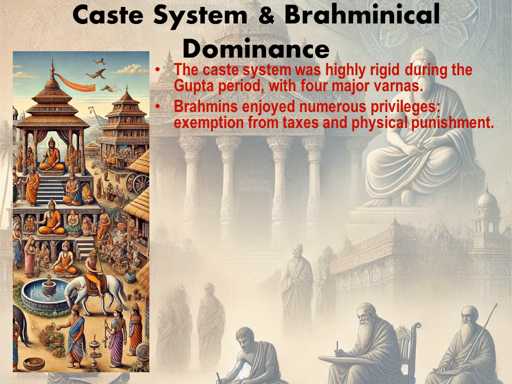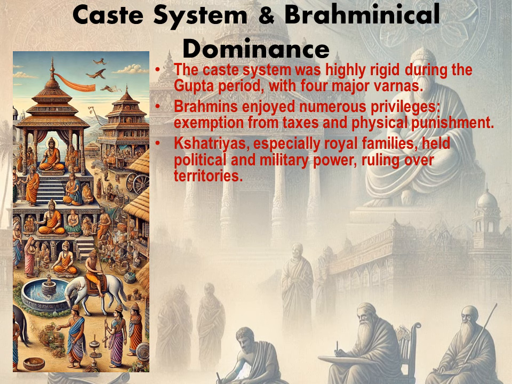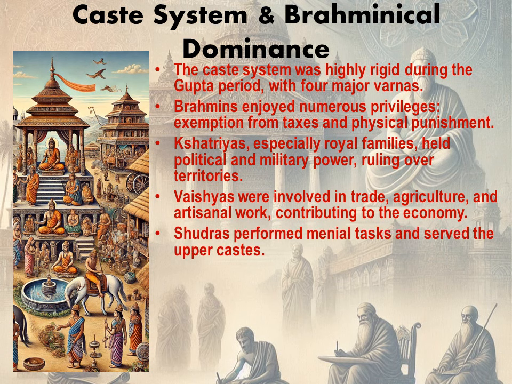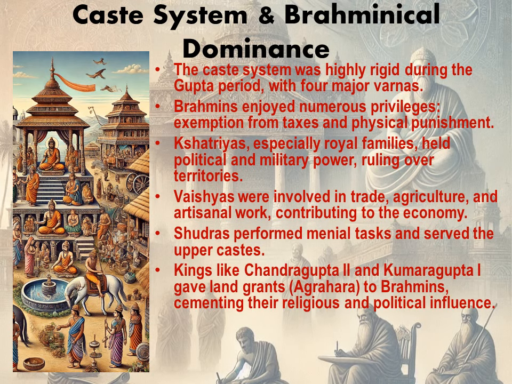Brahmins enjoyed numerous privileges like exemption from taxes and physical punishment. Kshatriyas, especially royal families, held political and military power, ruling over territories. Vaishyas were involved in trade, agriculture, and artisanal work, contributing to the economy. Shudras performed menial tasks and served the upper castes.